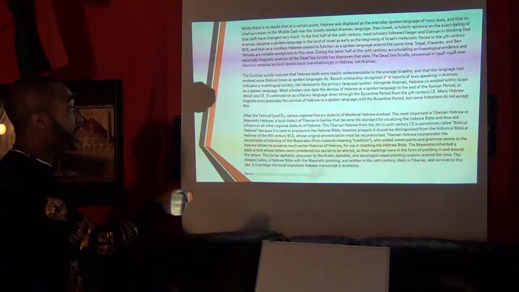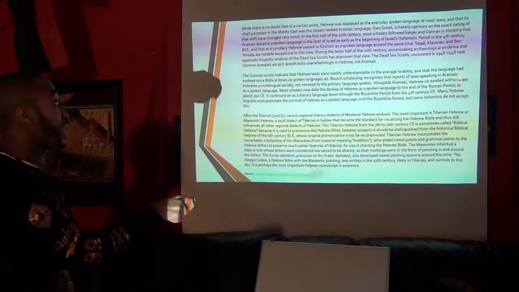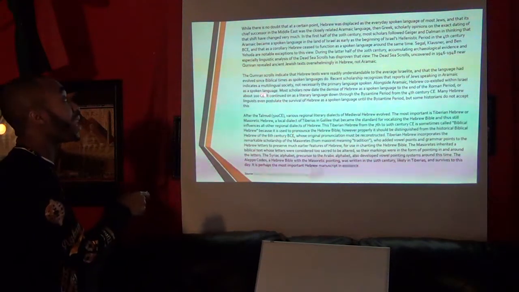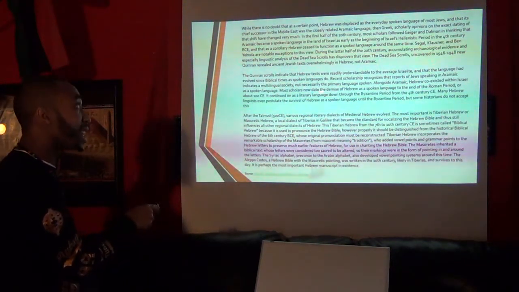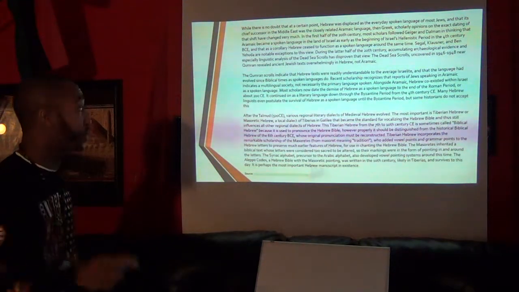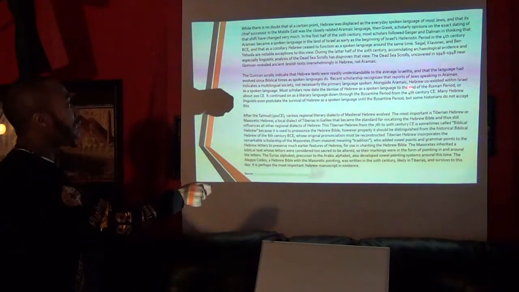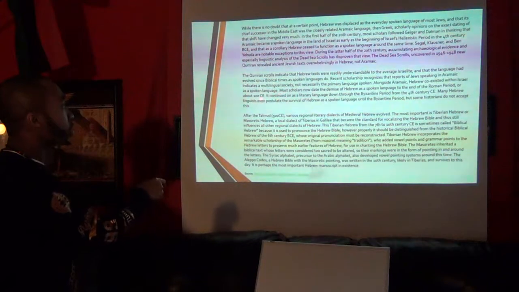Recent scholarship recognizes that reports of Jews speaking in Aramaic indicate a multilingual society, not necessarily the primary language spoken. Keep that in mind. Alongside Aramaic, Hebrew coexisted within Israel as a spoken language.